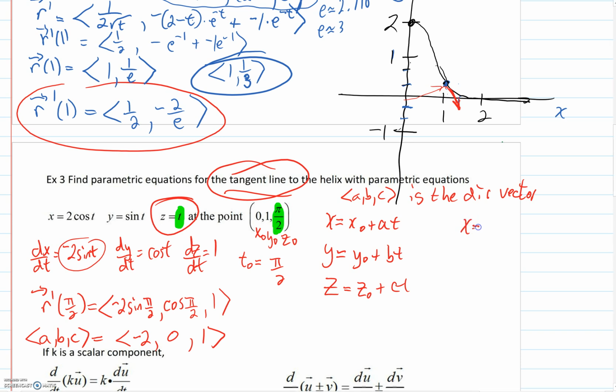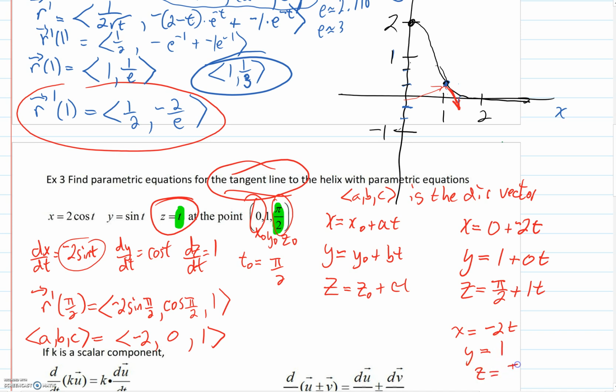So what are we seeing? X is going to be, well, what's your x naught? It's 0. What's your a? Well, that's -2t. How about your y here? Well, your y naught is 1, and you're actually going to have a 0 here. That's 0t. Your z is going to be your z naught, which is pi over 2, plus a 1t. So we could even clean that up a little bit more. We could say x is equal to -2t. Y is always going to be a 1. It's not going to change. And z is pi over 2 plus t. And that would be the equation of that tangent line written parametrically.